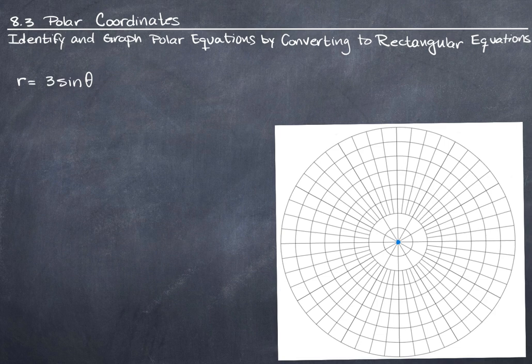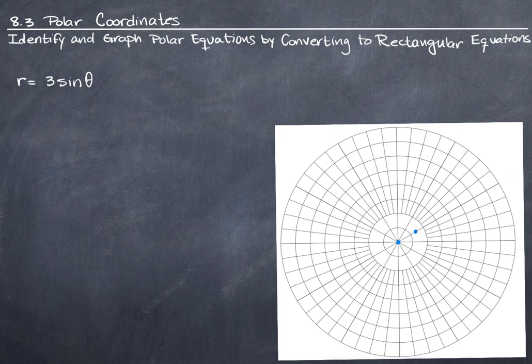At pi over 6, I get a half. So let's see, sine of pi over 6 is a half. 3 times a half is 3 halves. That's 1.5. So when theta is pi over 6, I'm going to be out 1.5. So that point goes there. I'm using a scale of 1 to 1 this time.